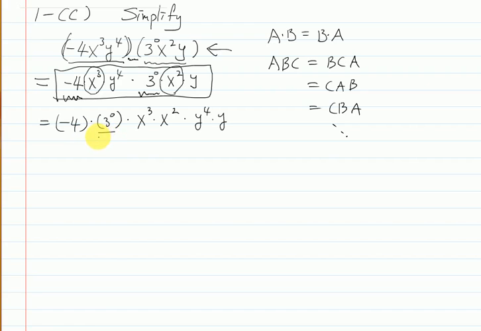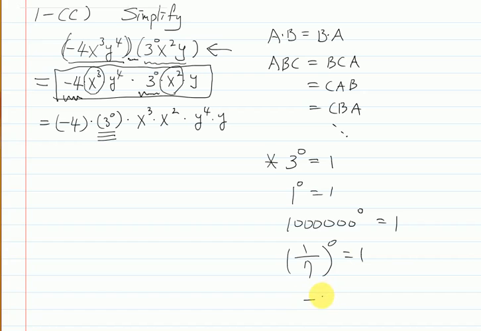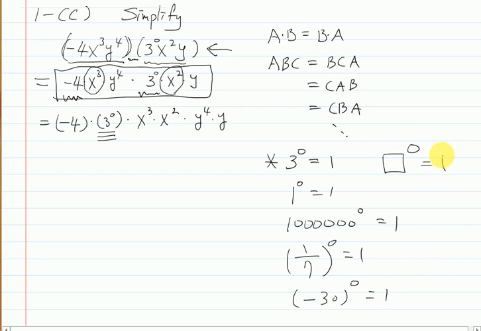Now, a tricky part here is: what is 3 to the 0? That is 1. 1 to the 0 is 1. 1 million to the 0 is 1. How about 1 over 7 to the 0? It is 1. How about negative 30 to the 0? It is 1. So no matter what you have, if the power is 0, the answer is always 1, except 0. 0 to the 0 is undefined. So except that case, any number to the 0 is 1. So that is simply 1.